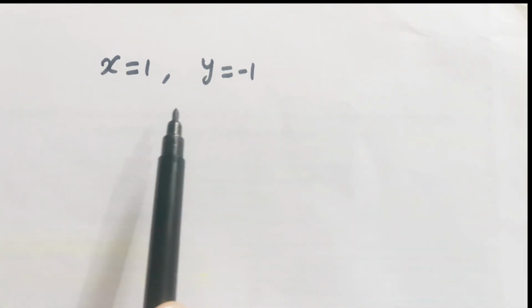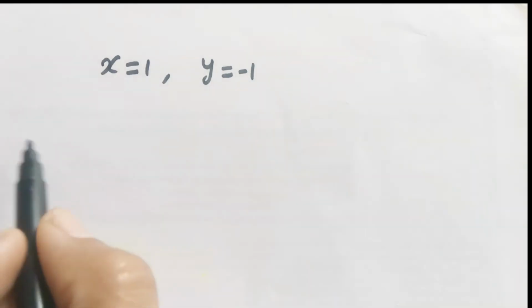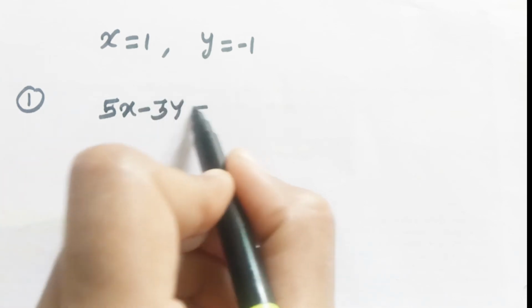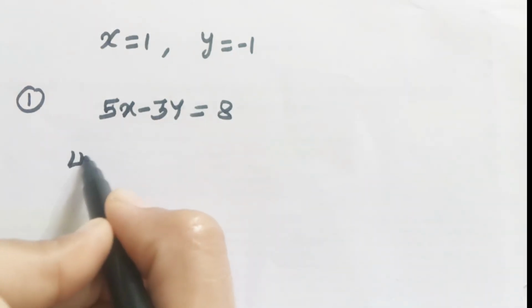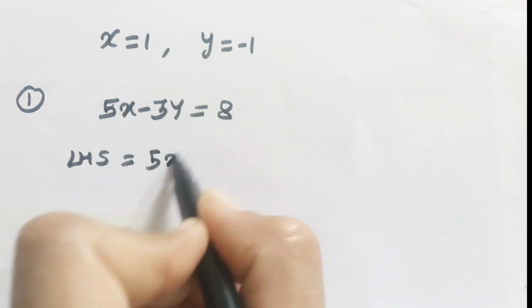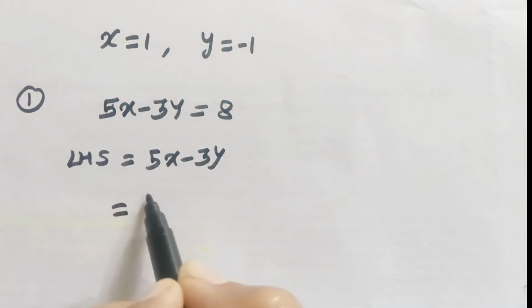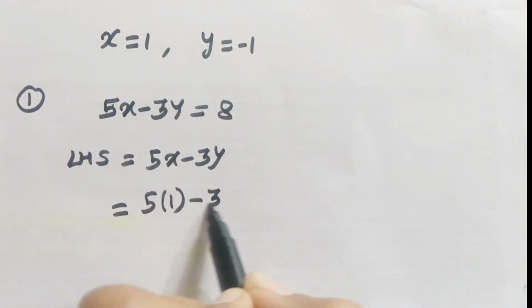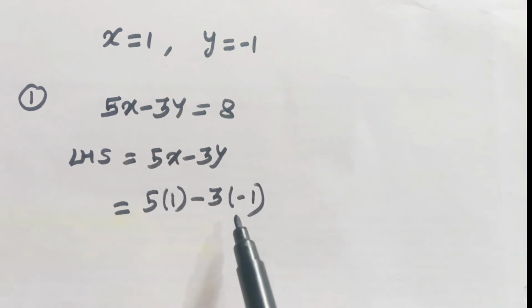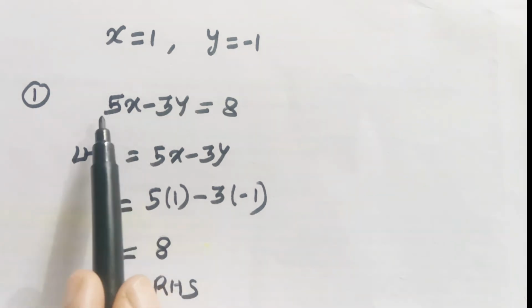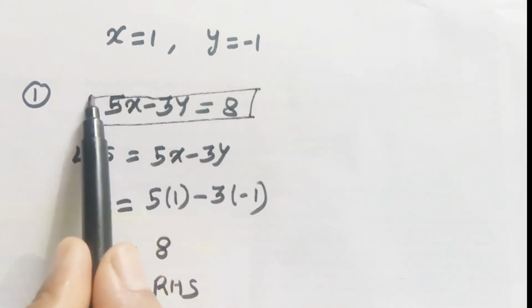Now we check whether this solution really satisfies equation 1 and equation 2. We know equation 1 is 5x minus 3y equals 8. If we take the left hand side, 5x minus 3y, and put in the values of x and y, it is 5 into 1 minus 3 into minus 1. Simplifying, we get 8, which is nothing but the right hand side. It means equation 1 is satisfied.